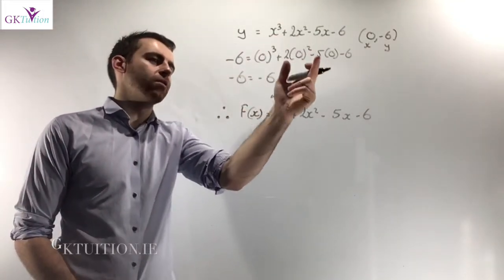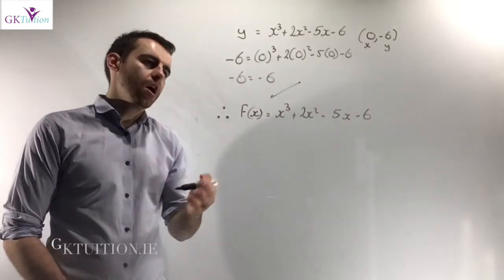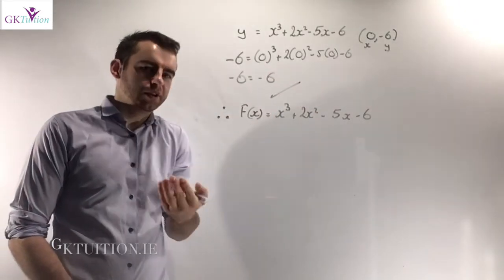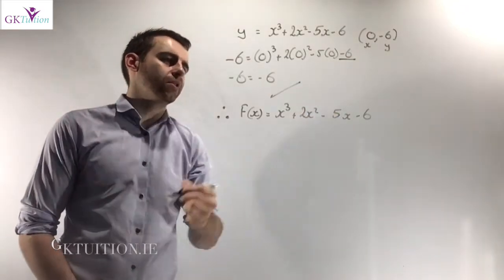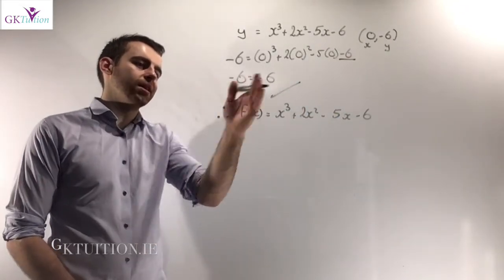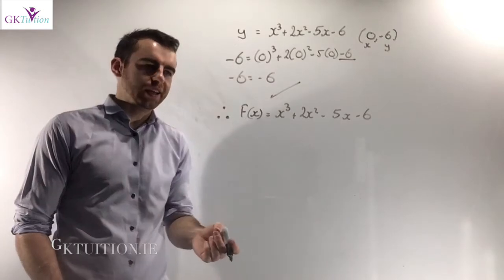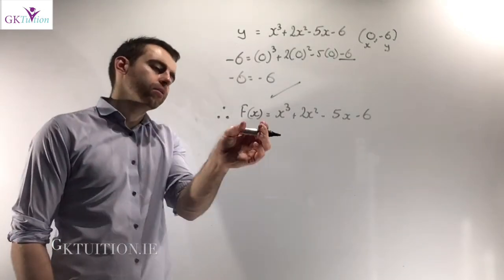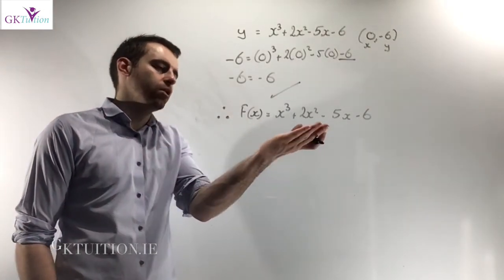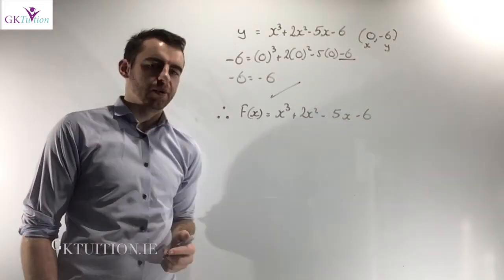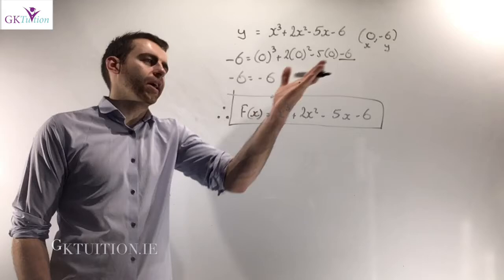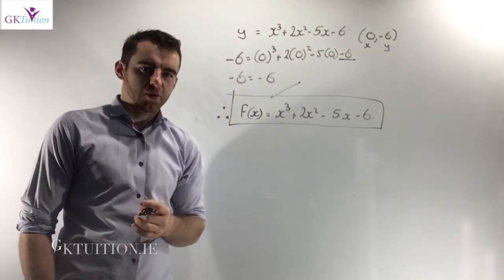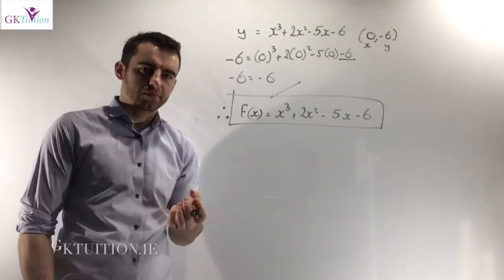And everywhere there's an x on the right, I'm going to sub in a 0. Obviously, if you're multiplying anything by 0, it just ends up as a 0. So everything cancels other than the last term, and I end up with minus 6 equals minus 6, which clearly it is. So therefore, I can conclude that f of x can be written as x cubed plus 2x squared minus 5x minus 6. And that's my final answer. I verified it and double checked it by subbing in this point. We can move on now and look at part 2.